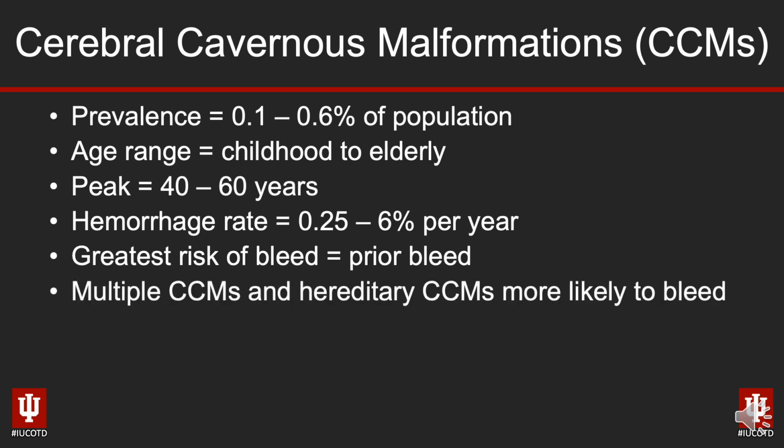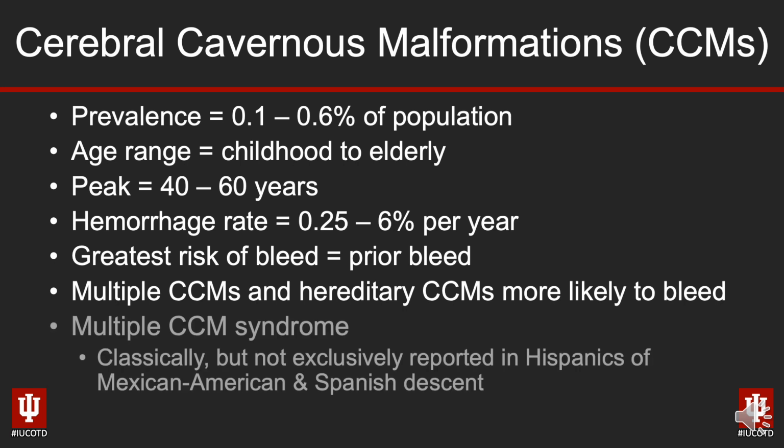Additionally, if they have multiple cerebral cavernous malformations, or if it's a familial cerebral cavernous malformation, they're more likely to hemorrhage than sporadic. And there's something called multiple cerebral cavernous malformation syndrome that's classically, although not exclusively, reported in Hispanics of Mexican American and Spanish descent. But as it turns out, you can see this in multiple patient populations. It's been reported in patients from Southern Europe as well.